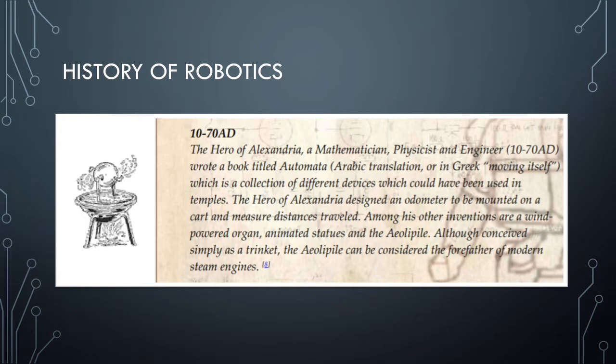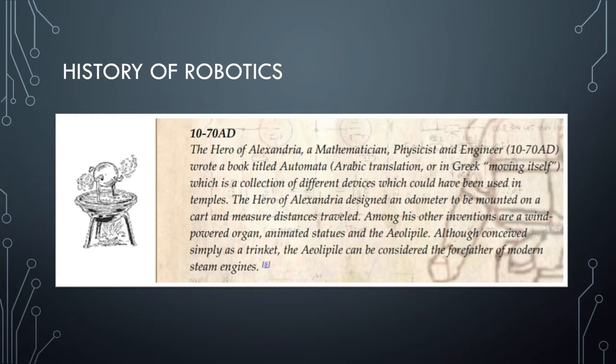It's also said that the Hero of Alexandria designed an odometer. So this would have measured the distance that, back then, it would have been a cart, right? Today we use odometers in our cars. But this was kind of laying, again, the foundation for what we know as modern robots to follow. It's also considered that the Aeolipile was one of his inventions, and this laid the base, more conceivably, for the modern steam engine.